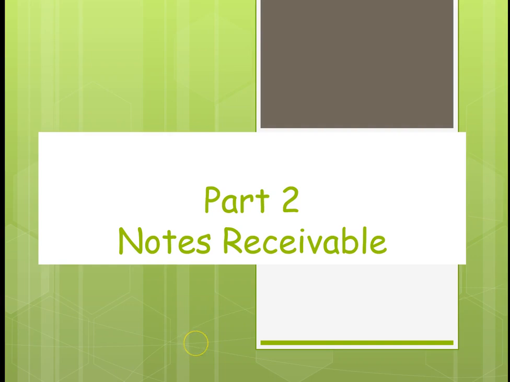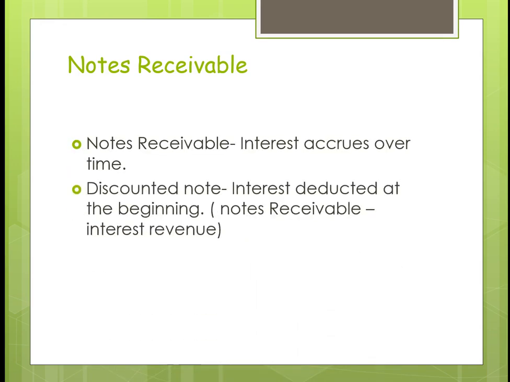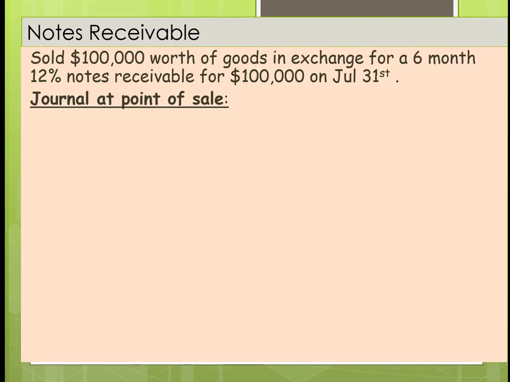Part 2, now we're going to cover notes receivable. Interest accrues over time. Discounted note, interest deducted at the beginning. Zero interest notes, interest is implied. So now we're going to go through examples of all three of these.